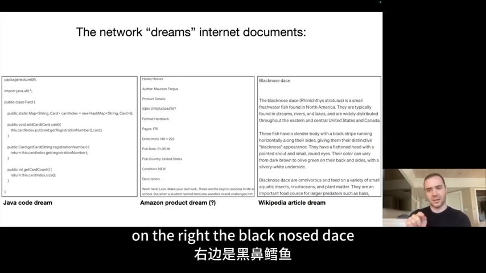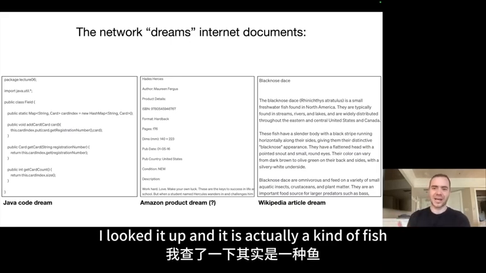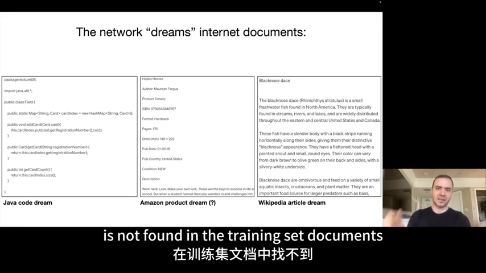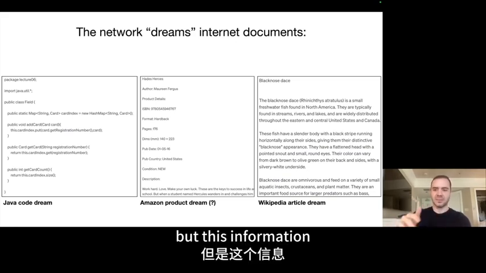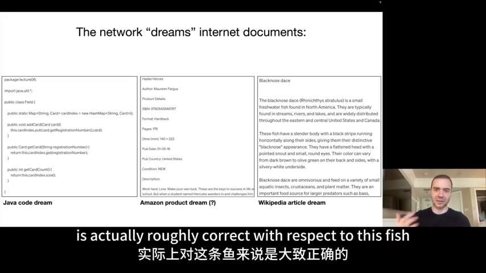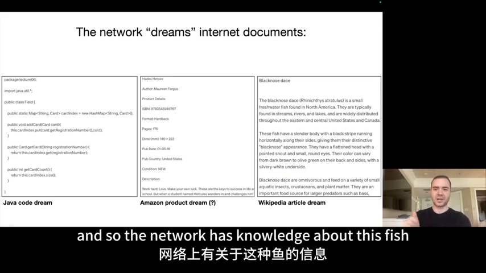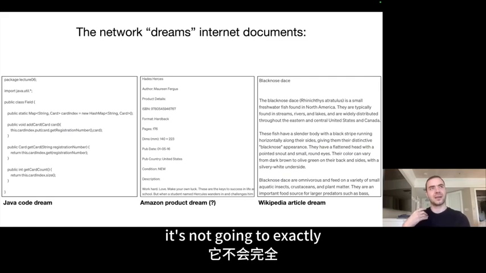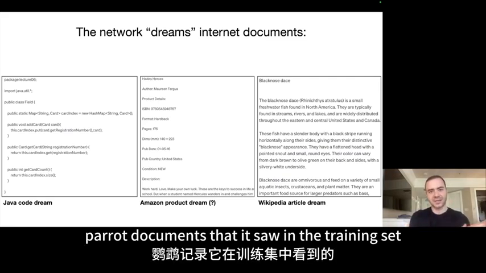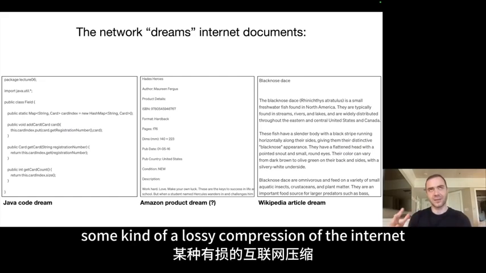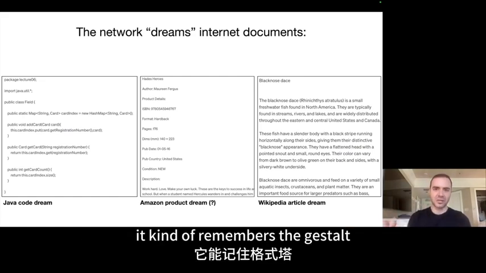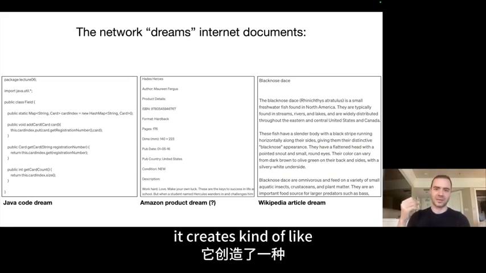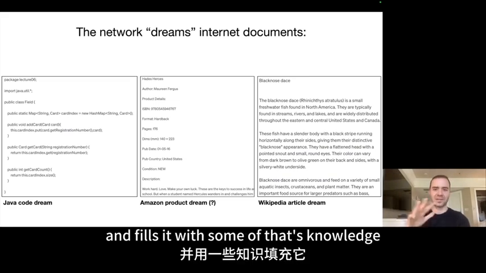On the right, the black-nosed dace, I looked it up, and it is actually a kind of fish. What's happening here is this text verbatim is not found in the training set documents, but this information, if you actually look it up, is roughly correct with respect to this fish. And so the network has knowledge about this fish. It knows a lot about this fish. It's not going to exactly parrot documents that it saw in the training set, but again, it's some kind of a lossy compression of the internet. It remembers the gestalt, it knows the knowledge, and it creates the correct form and fills it with some of its knowledge.